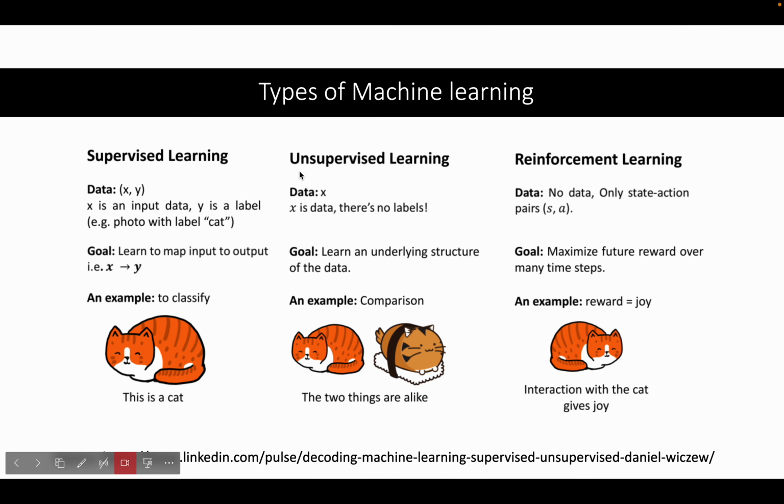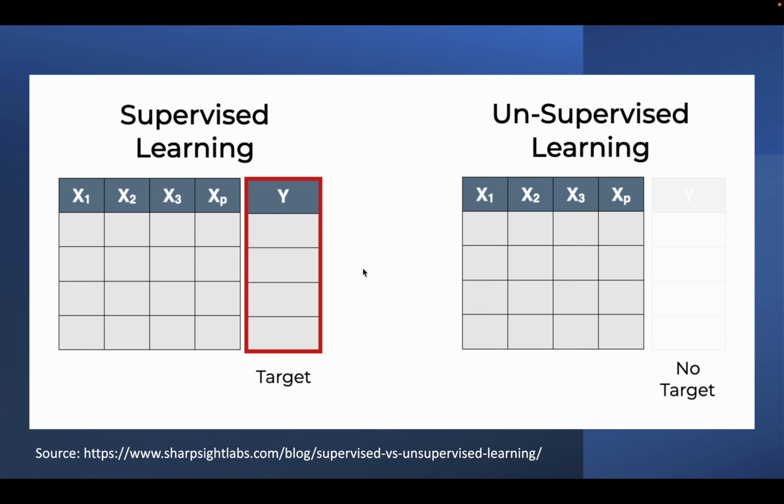Next, unsupervised learning. We have only x as data and there is no label y as the target. So we feed our model with the data and the model itself learns an underlying structure of the data. So here you can see we have only X, the features, there is no label here.